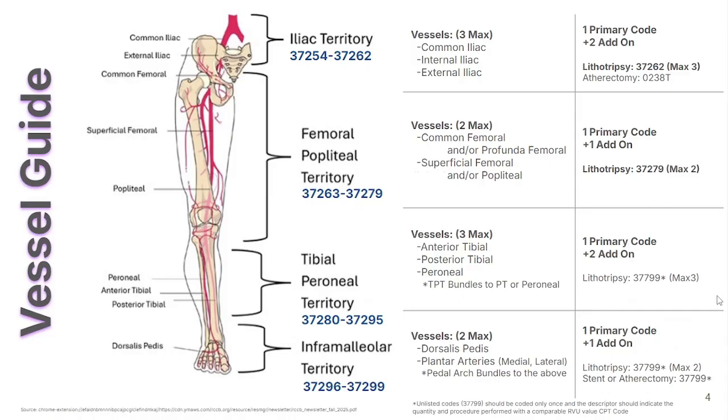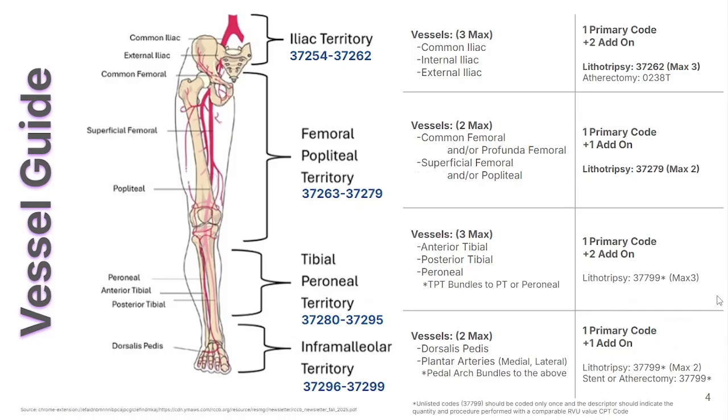The femoral popliteal area has a maximum of 2 codes for that territory because they consider the common femoral and the profunda as one, and then the superficial femoral and popliteal together as one. So any treatments in those 2 areas can be coded as 1 primary and 1 add-on. Lithotripsy has also been added for this territory, 37279, and so that's a maximum of 2 units for this territory, one for each of those vessels.